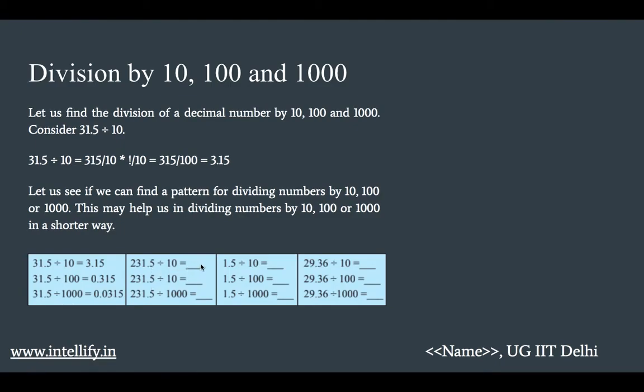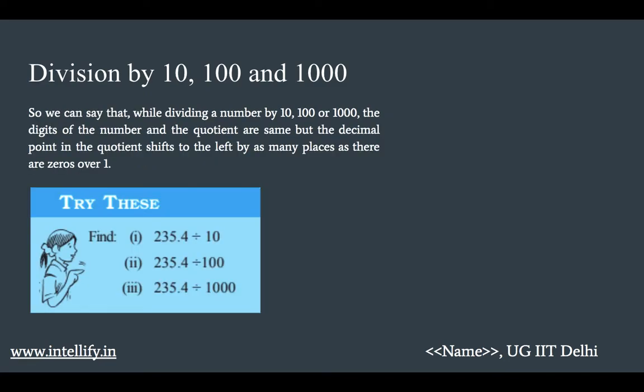So 31.5 divided by 10 will be 3.15. Over here, dividing by 100 will be 0.315. Oh, this should be 100 actually over here. So this will be 2.315, and this will be 0.02315. So we are finding a pattern in this: the number of zeros in 10, 100 or 1000 tells us how many places we move the decimal to the left, and if we don't have enough digits to move, we add a 0 and then move the decimal to the left side.